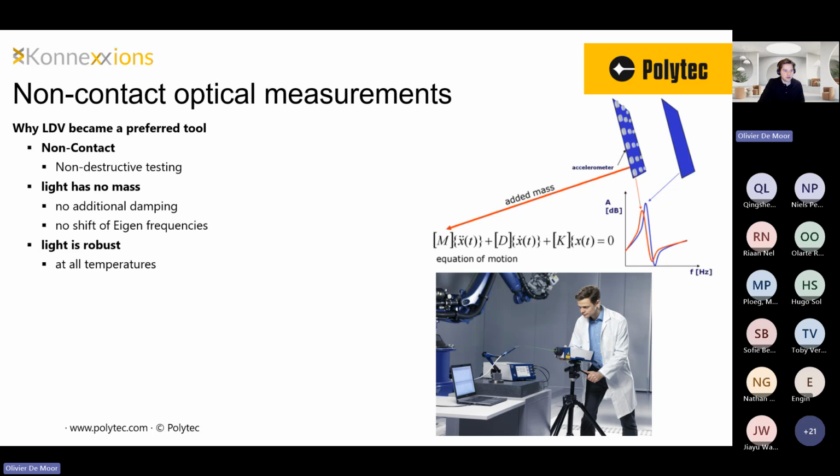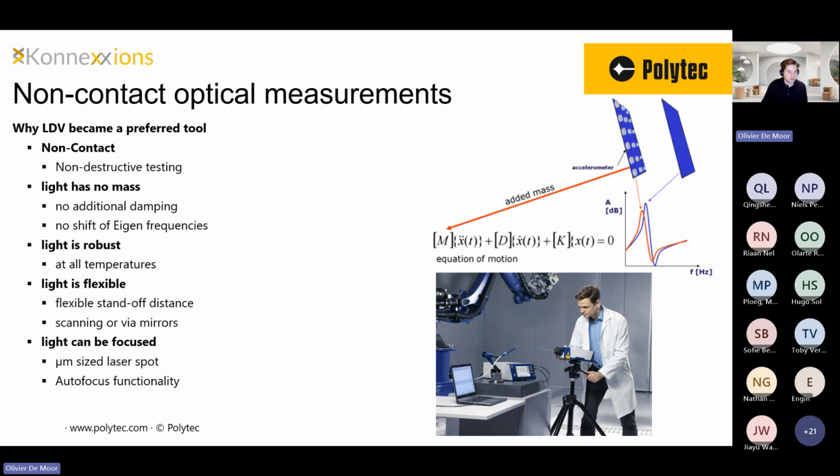You can also measure at all temperatures, so very hot or very cold surfaces will not have any influence on your measurement itself. You can measure from different standoff distances. This can be a couple of centimeters to hundreds of meters with our latest systems, and you will not have any influence on the resolution of your vibration measurement. You can also use scanning mirrors or fiber optic lenses to reach difficult to access points.